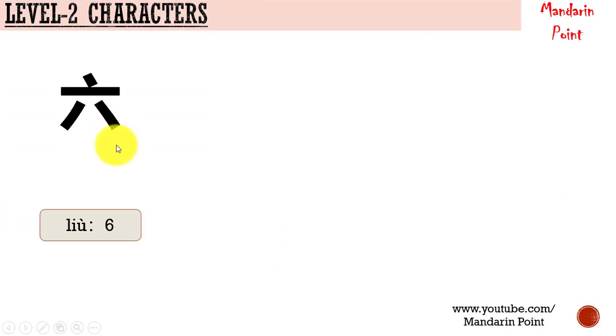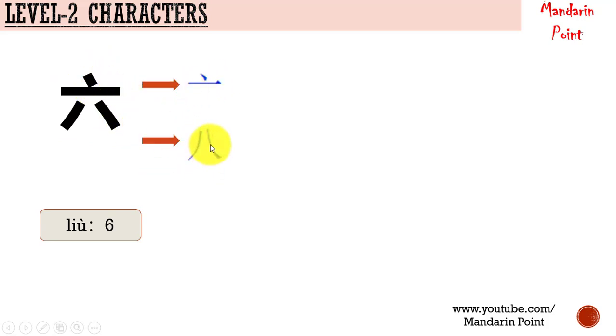Liu, 6. So this one you can also see, oh, this one is Ba that we have studied, and this one is another character. It doesn't matter if you know it or not, but your common sense should tell you that this is another character and this one is another character. So let's decompose it.